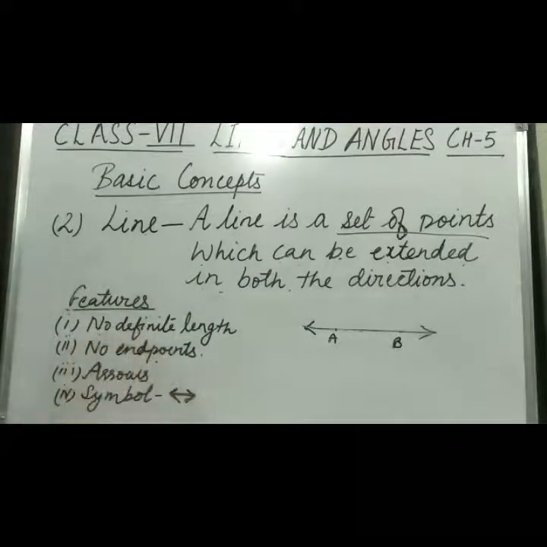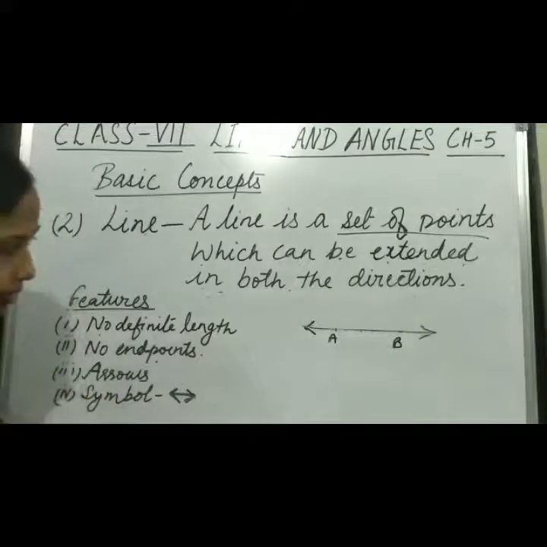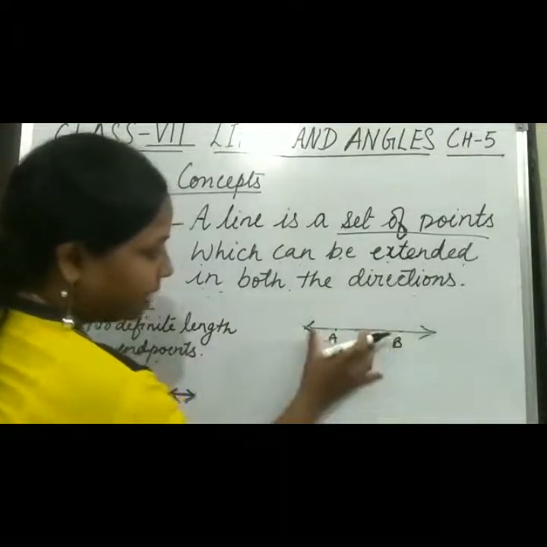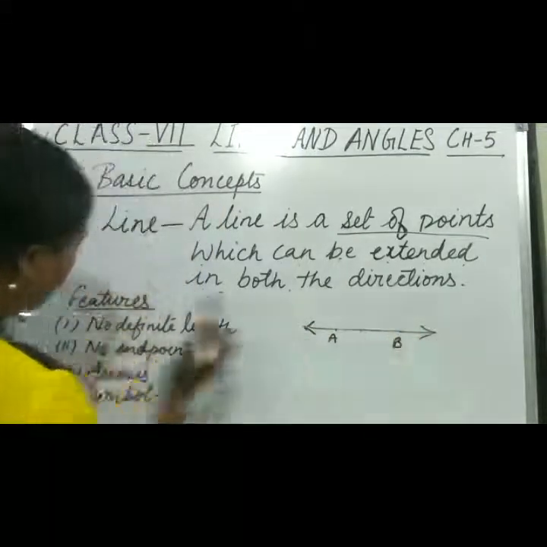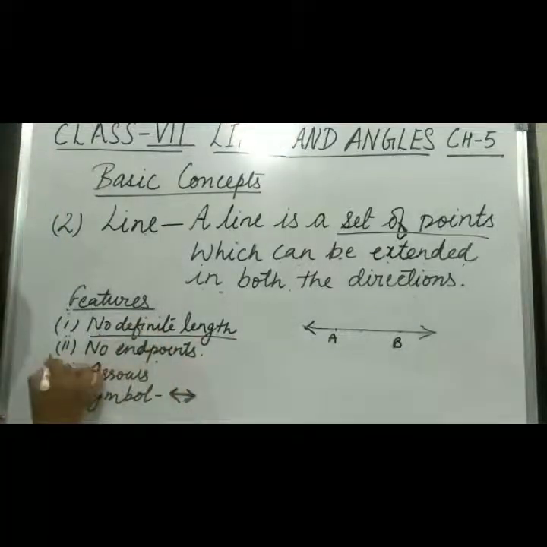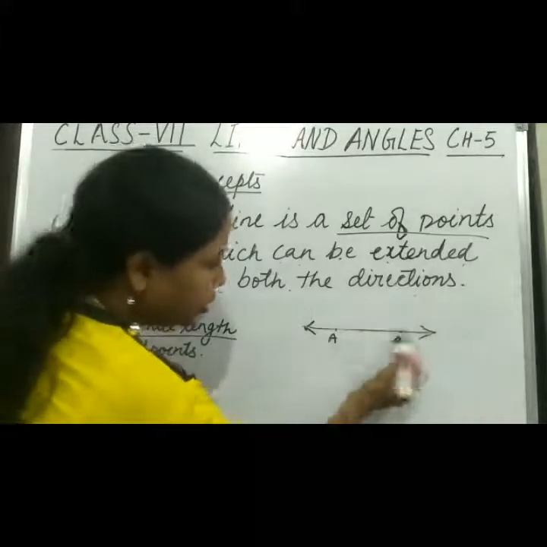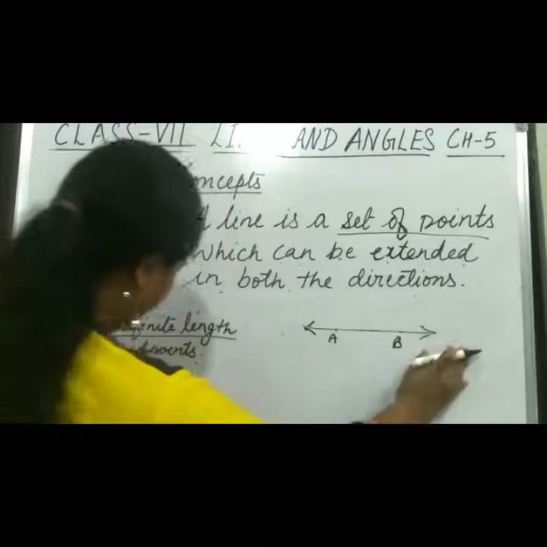The first feature here is it has no definite length. That means this line is not measurable. We cannot measure this line because it is extending this side also and this side also. So it has no definite length. The second feature is no end points. It is extended on both the sides, so there is no starting point here and no end point here.